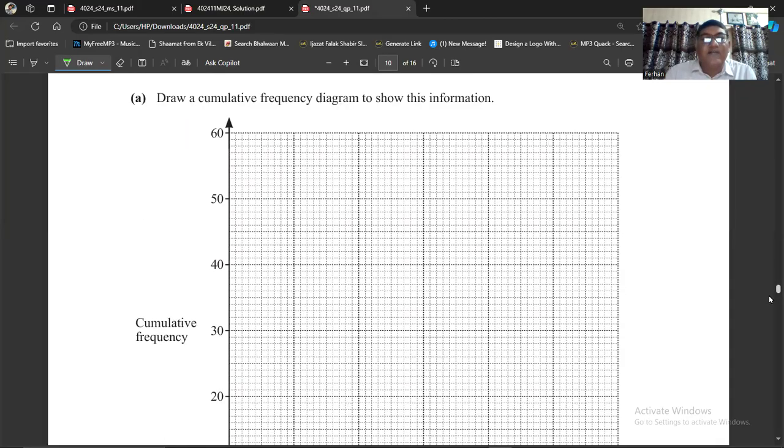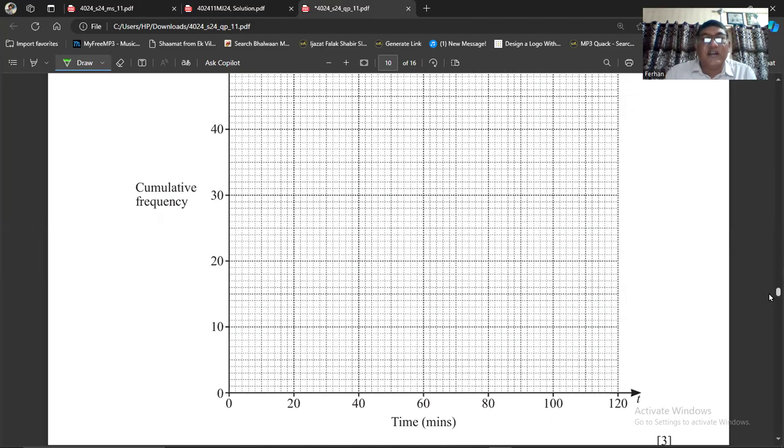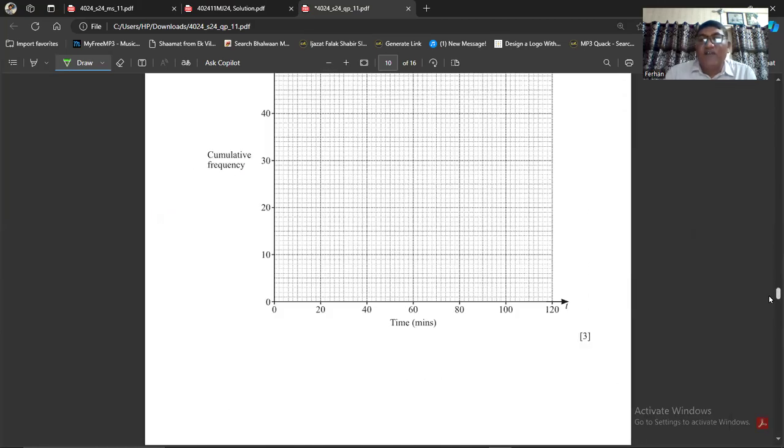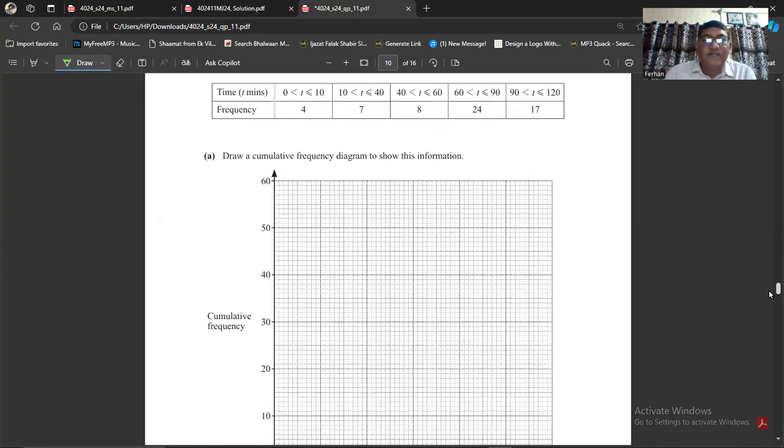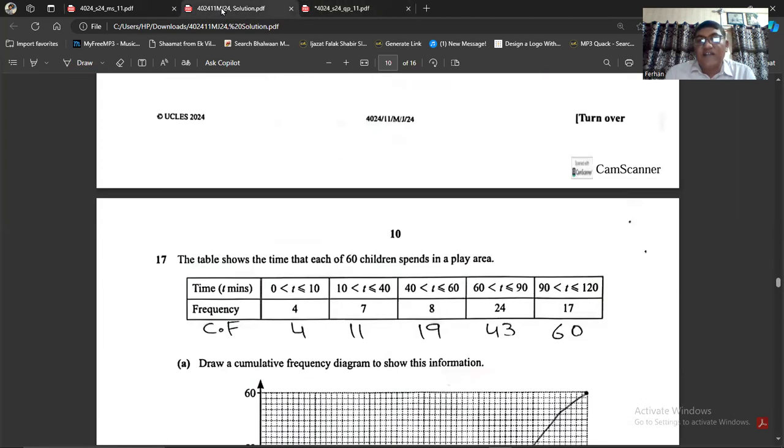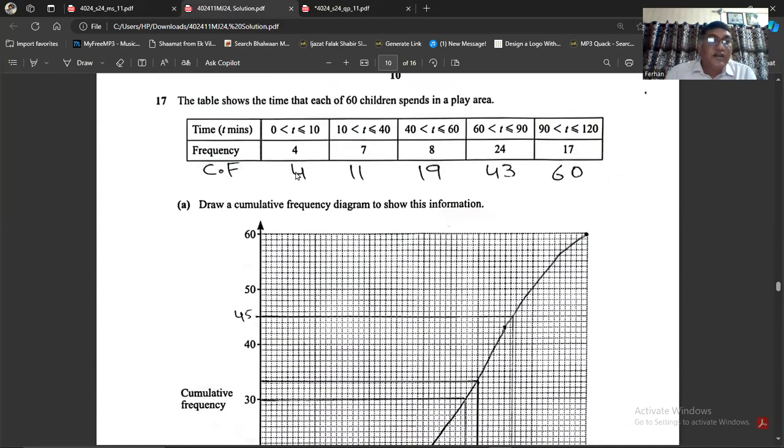So here we have cumulative frequency, and on the x-axis the time is represented. I need to find out the cumulative frequency. How will I find it? Very simple. I will add up all the frequencies gradually. The first frequency is written as it is. Then 4 plus 7, that's 11, 11 plus 8, that's 19, 19 plus 24, that's 43, 43 plus 17, that is 60. So we have found the cumulative frequency for each class.